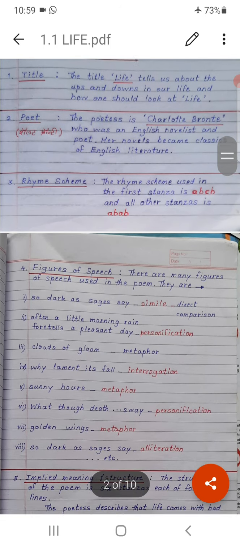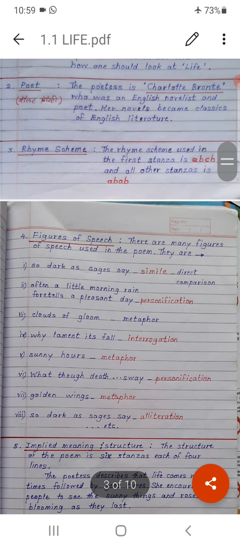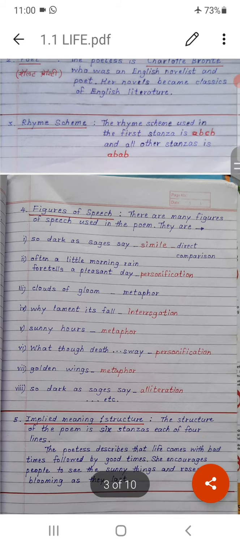A well-known poetess. Now next thing is the rhyme scheme of the poem. There are many rhyming words in the poem, and the rhyme scheme of the first stanza is A, B, C, B, and in the rest of the stanzas the scheme applied is A, B, A, B. So only for the first stanza it is A, B, C, B, and in the next stanzas there is A, B, A, B. This is about the rhyme scheme.